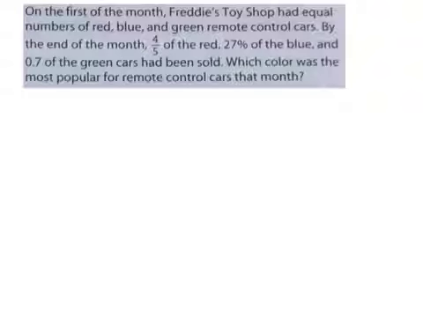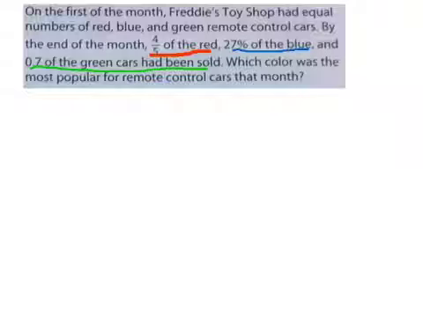Here's another look at this problem. On the first of the month, Freddy's toy shop had equal numbers of red, blue, and green remote control cars. By the end of the month, 4/5 of the red, 27% of the blue, and 7/10 or 0.7 of the green cars had been sold.